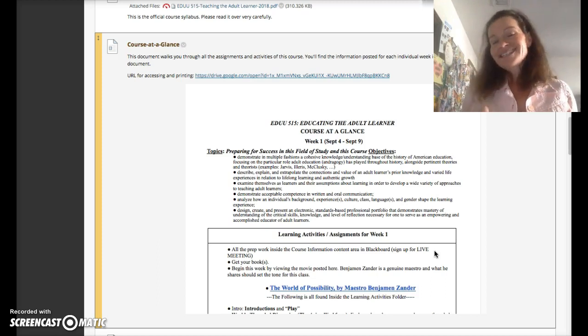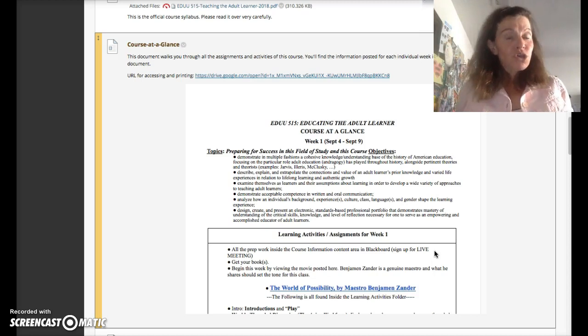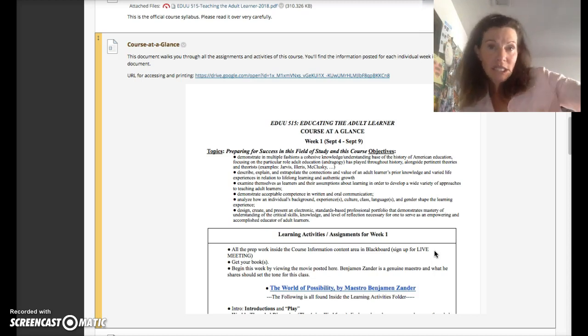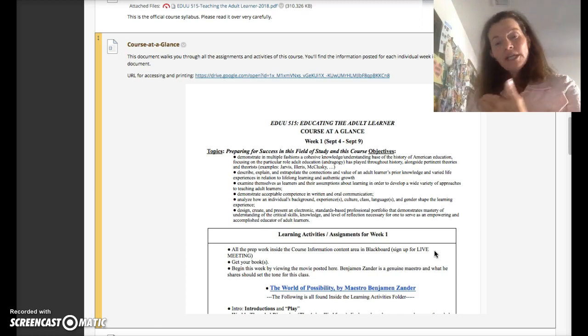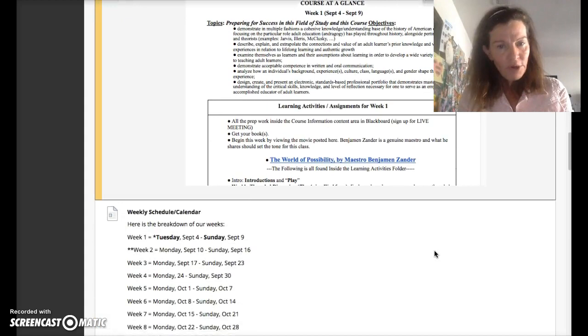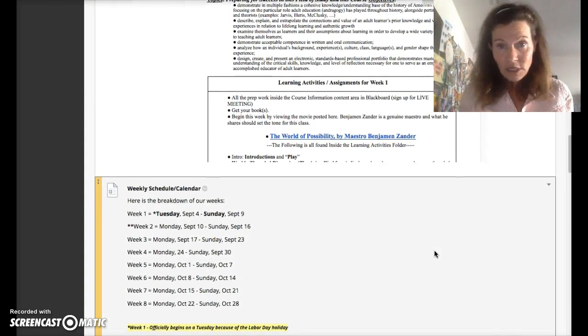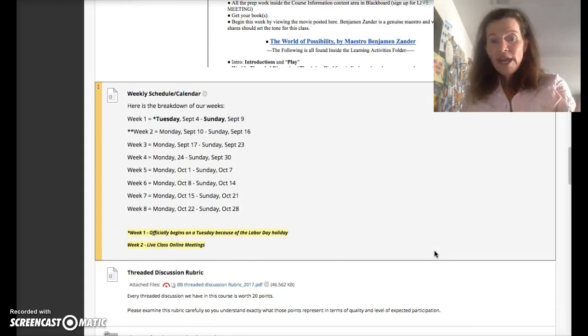This course is not a data dump. It is very experiential. So you're going to have to be present in teamwork, in individual work, in a weekly threaded conversation, a threaded discussion that takes place online. Read the rubrics, go through all the prep work, print out the course at a glance. I strongly encourage you to do that.